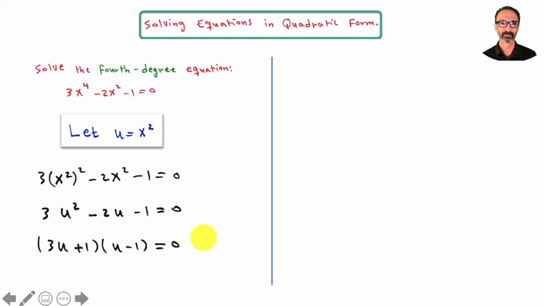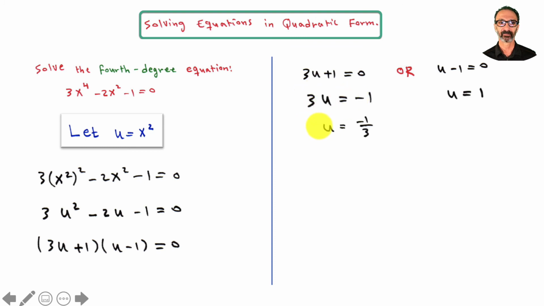So we have two options. Either 3u plus 1 equals 0 or u minus 1 equals 0. We're gonna subtract 1 from both sides. I get 3u equals negative 1. Divide both sides by 3. U equals negative 1/3. And this one will give me, after you add 1, u equals 1. Now here I need to take it back, because we can't stop right here and say the solutions are negative 1/3 and 1. That's not x, that's x to the second. That was used by me to simplify my work.